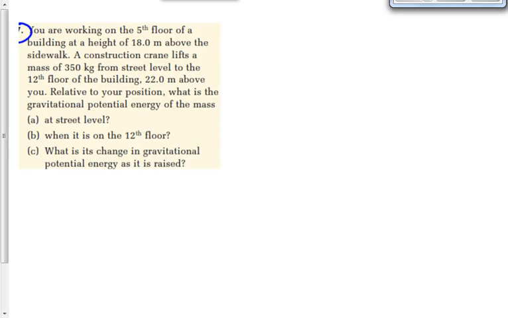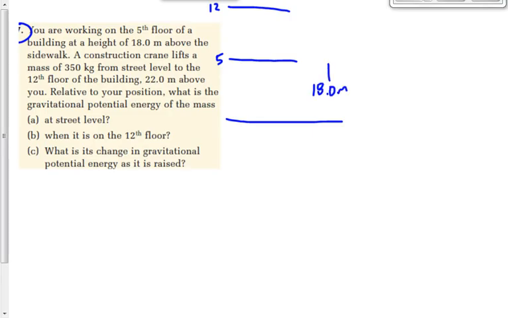You know what? I think the best thing to do here is draw a little picture. We don't have to, but I think it's helpful. Here's the street level. Here's the ground. Here's the 5th floor. Here's the 12th floor. The 5th floor is 18 meters above the ground. You're working right here, on the 5th floor. The 12th floor is 22 meters above you. And we've got a mass of this object that's going to the 12th floor, a mass of 350 kilograms. It's going up to the 12th floor.